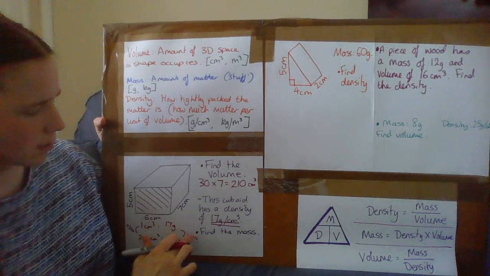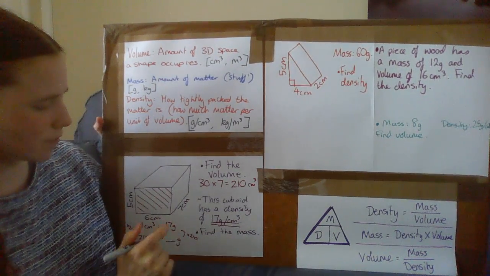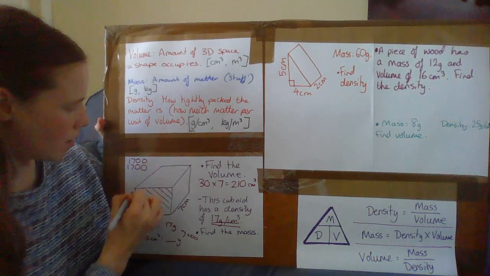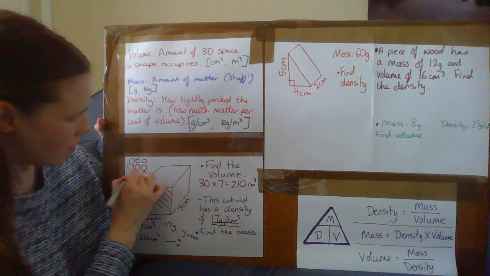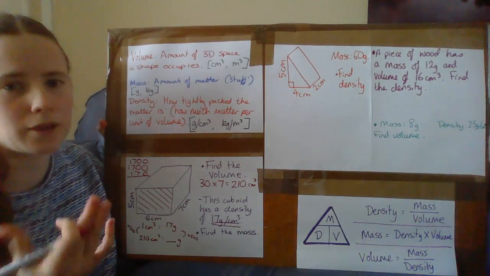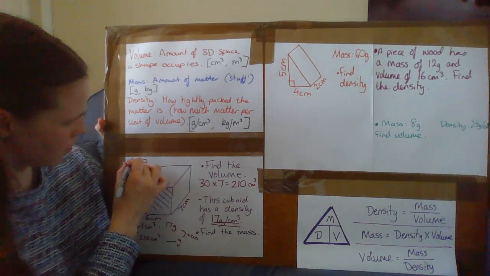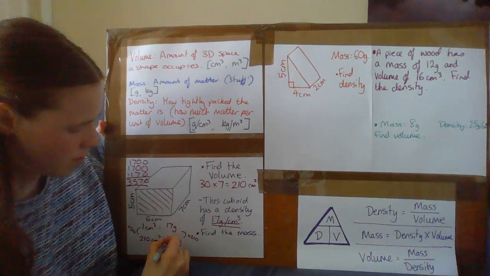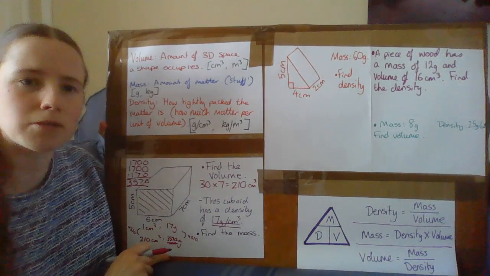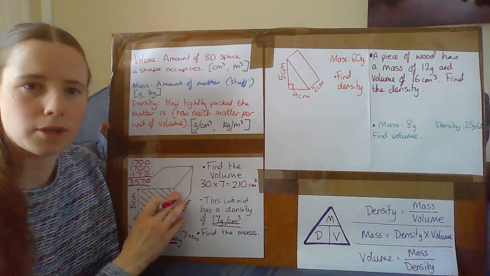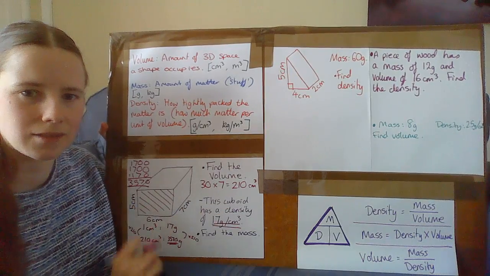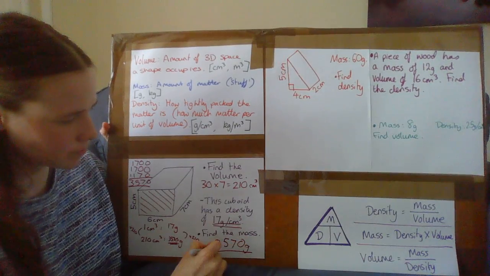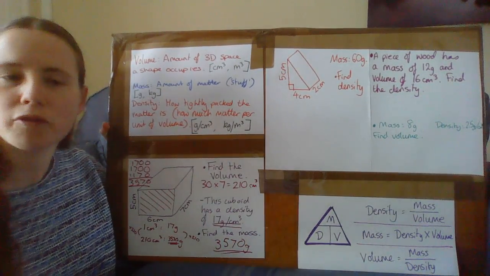I've got to do 17 times 210. Now you could either do 17 times 100, and then 17 times 10, and then add them all together if you didn't have a calculator, or if you had a calculator, you could do that much quicker. So 3,570 grams is how much matter, how much mass this particular cuboid is going to have, because of that volume and that density. So my answer is 3,570 grams.